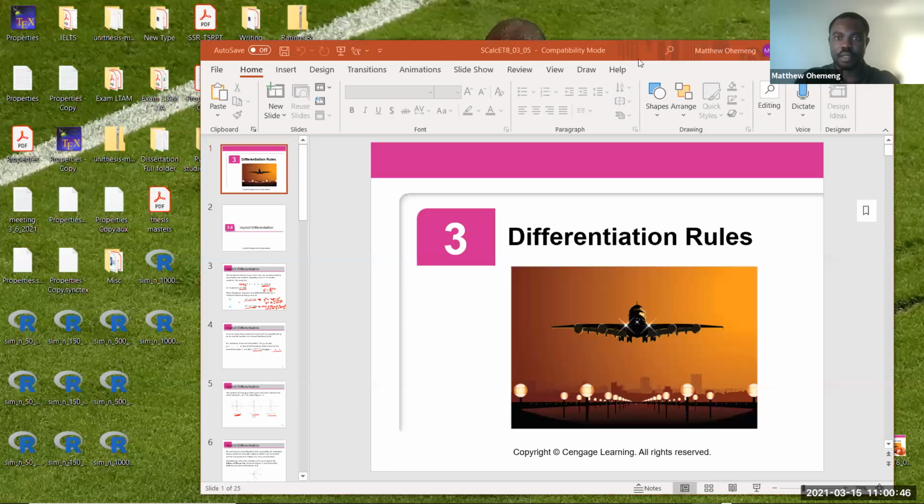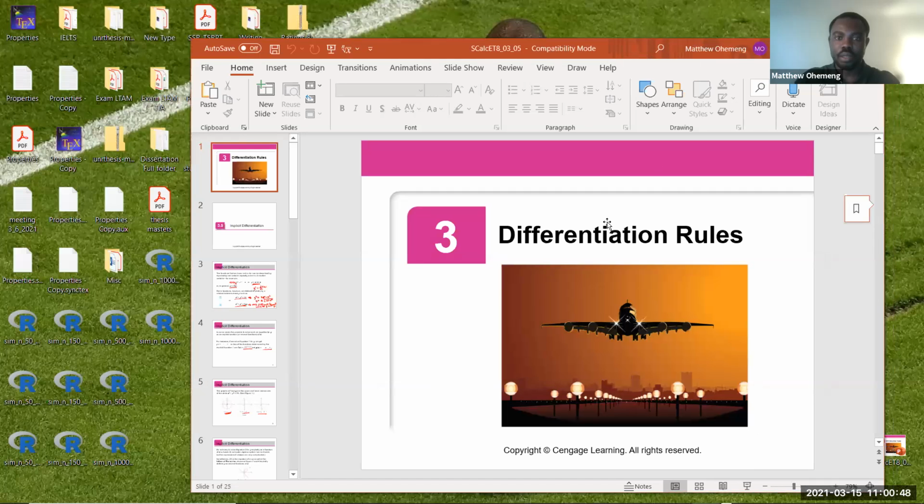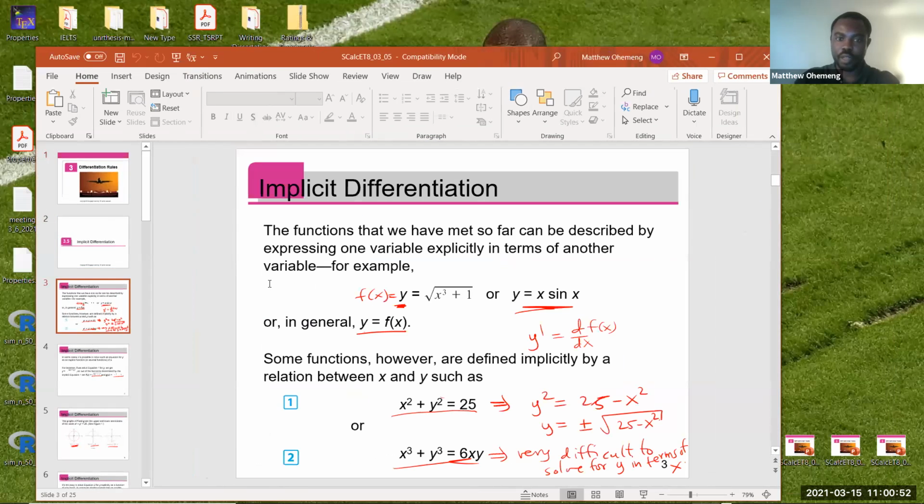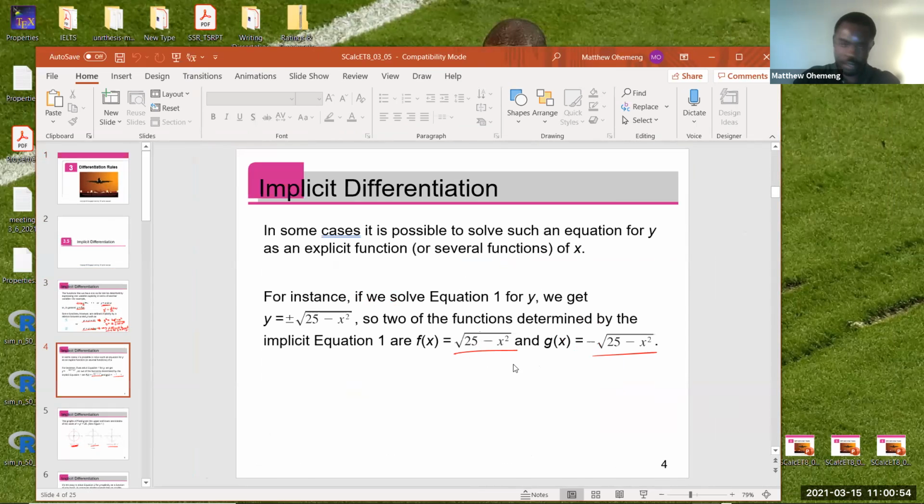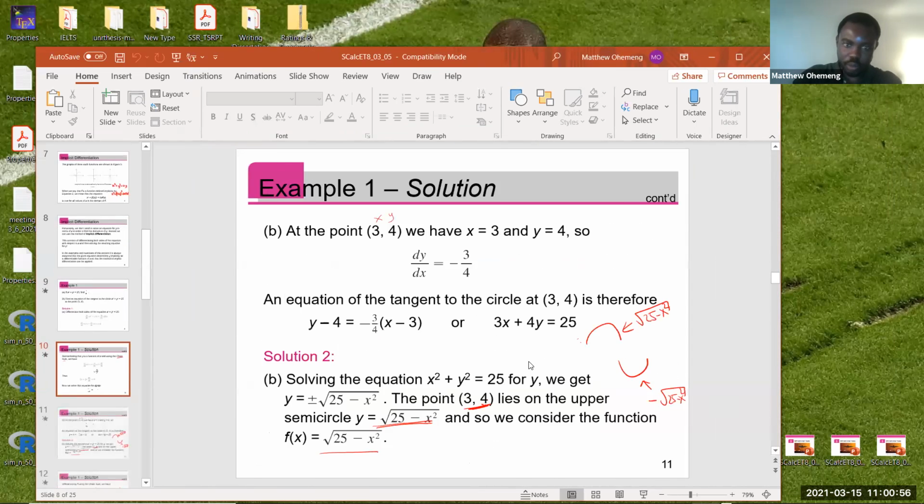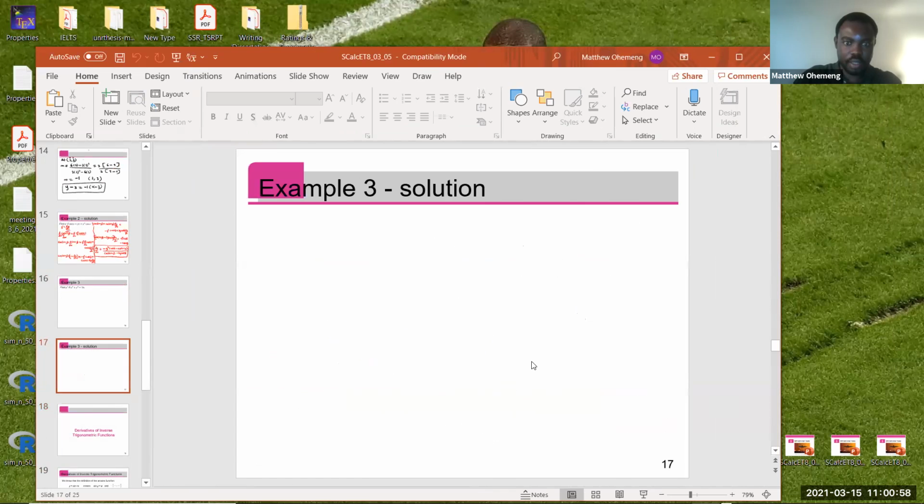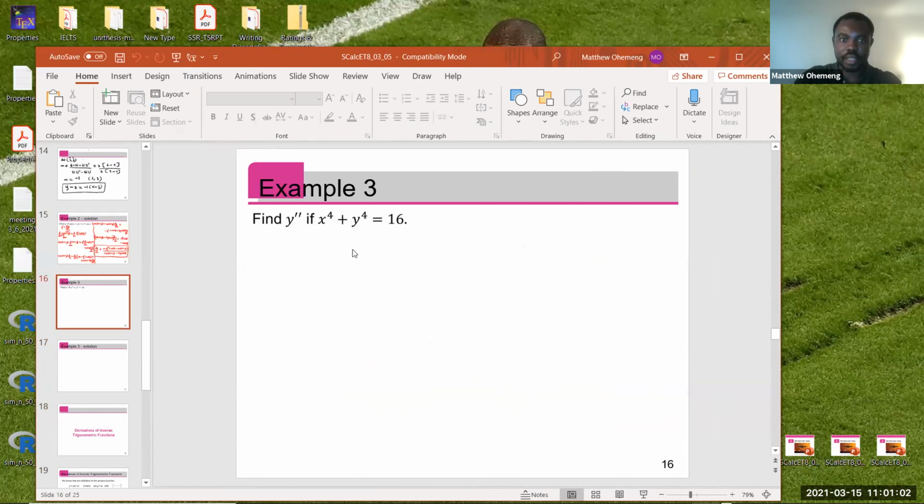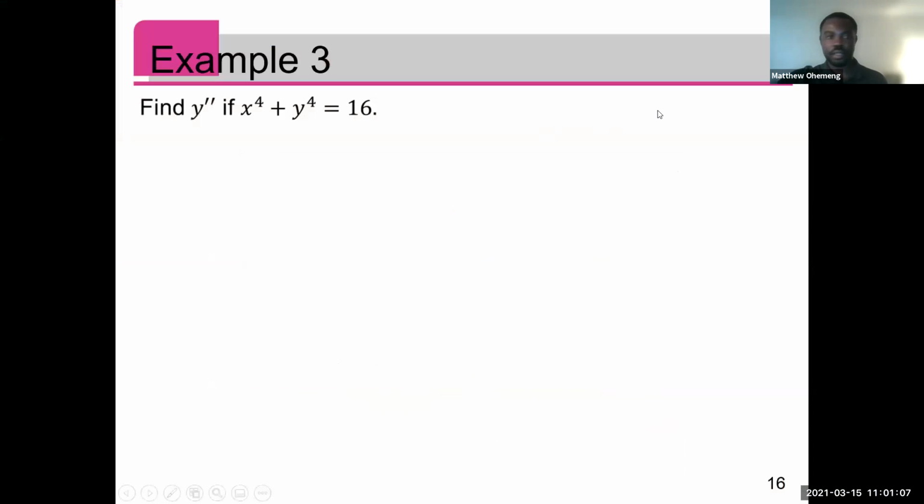I'm sharing my screen now. If you can't see, do let me know. So on Friday, I think we were still working on implicit differentiation, right? Worked out everything from here. And then, yeah, so this was the last example we completed. And then the next thing is this example. So let's get on with example 3.